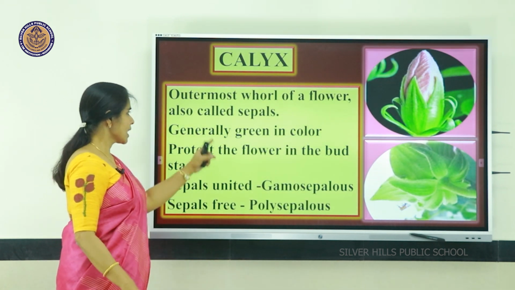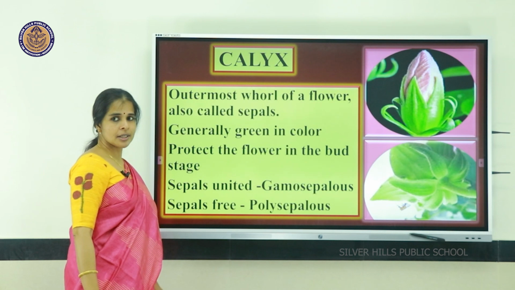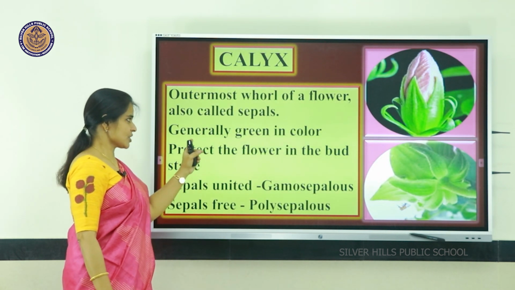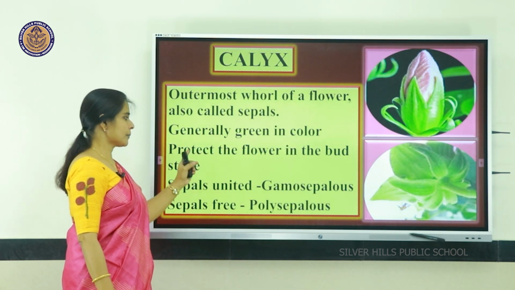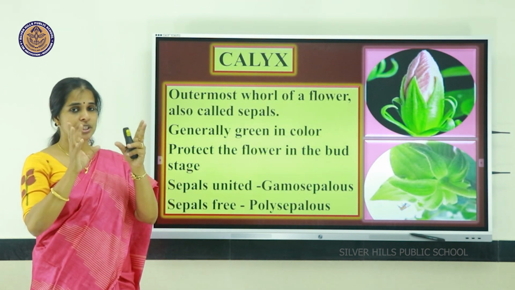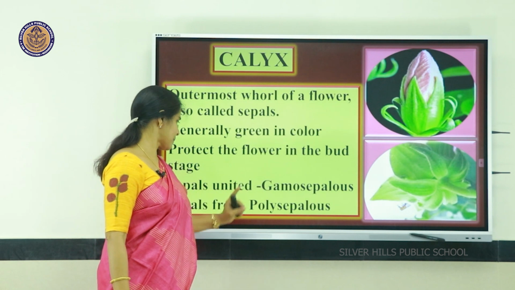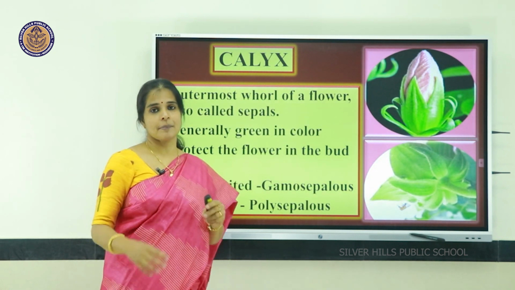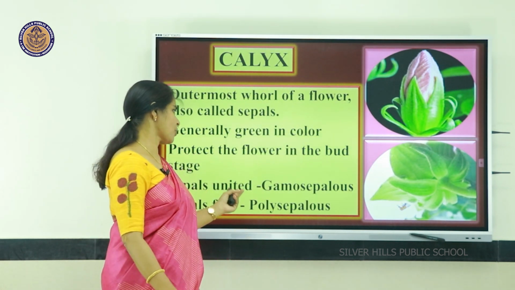So, once again, the outermost whorl of a flower is called sepal, which is generally green in color and protects the flower in the bud stage. If they are fused, united, it is known as gamosepalous, and if the sepals are free, it is known as polysepalous.